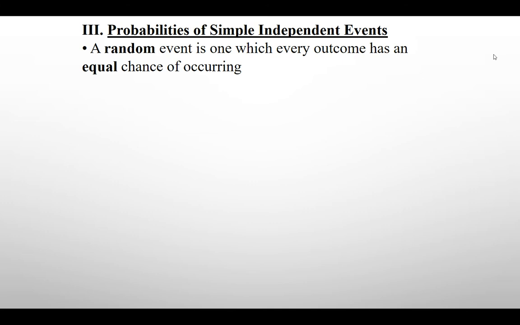Before we do that, though, it's going to start off with a definition of what a random event is. A random event is one in which every outcome has an equal chance of occurring. The example of this would be either flipping a coin or rolling a die. Flipping a coin, you should have an equal chance of flipping heads or flipping tails. Although over a lot of trials, you might start to get a little bit more shifted towards heads or tails, depending on how the coin is weighted. But theoretically, it should be just an equal chance of flipping heads or tails.